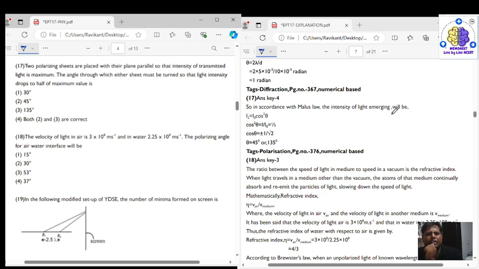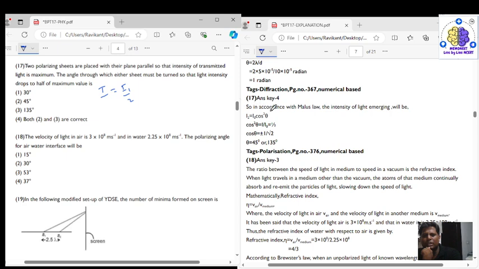Question number 17 says that two polarizing sheets are placed with their planes parallel so that the intensity of the transmitted light is maximum. The angle through which either sheet must be turned so that the light intensity drops to half of its maximum value, that is, I should be equal to I1 by 2. It should be half of its maximum value, right?